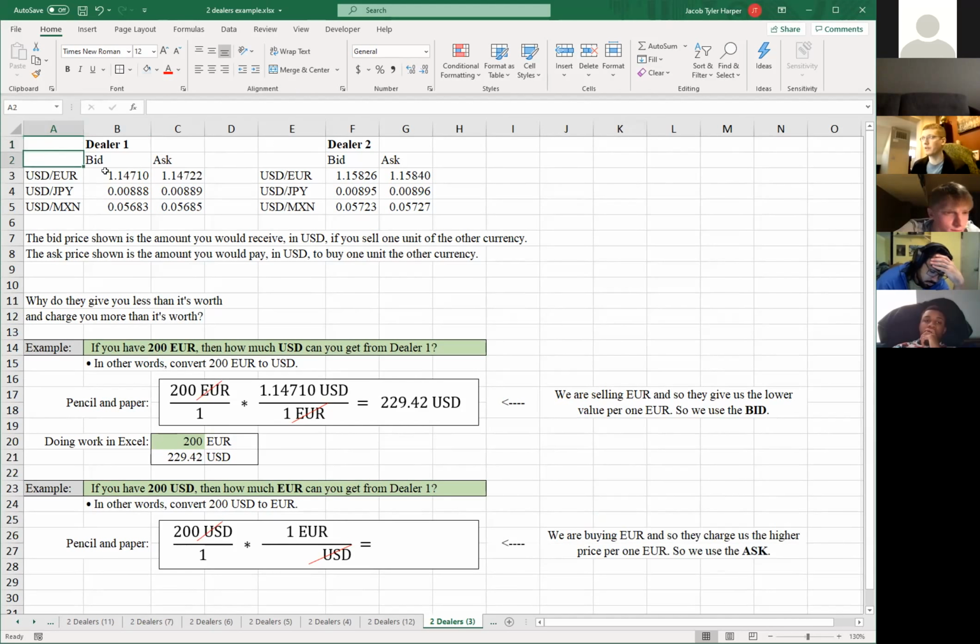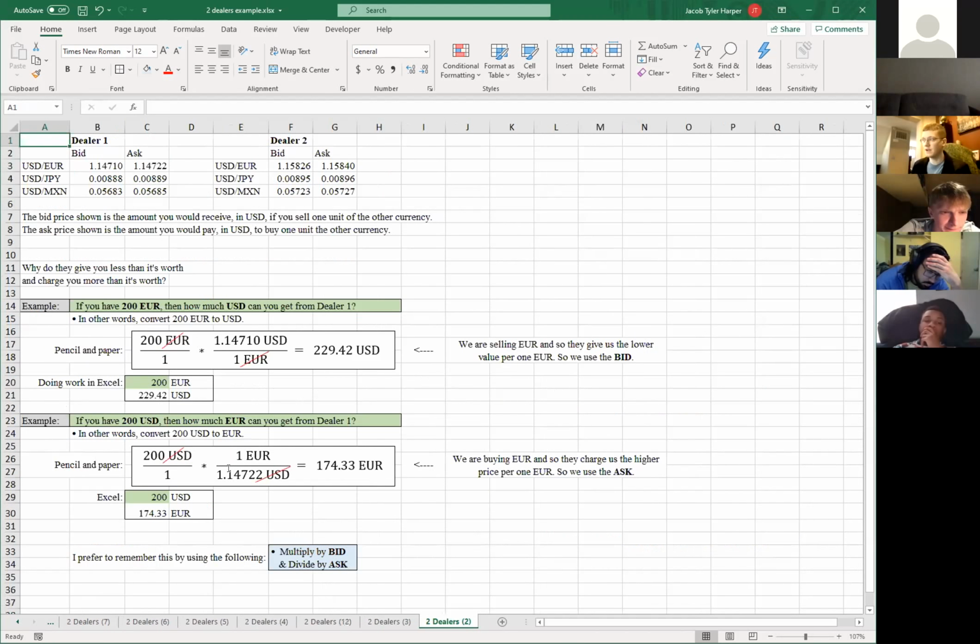So what are they going to do? Are they going to charge us a little, or are they going to charge us a lot? They're a business, so they're going to charge us a lot. They're going to use the ask. So we put the ask down there. Since it's on bottom, we're going to divide to get this number. So in Excel, we do our 200 divided by the ask.